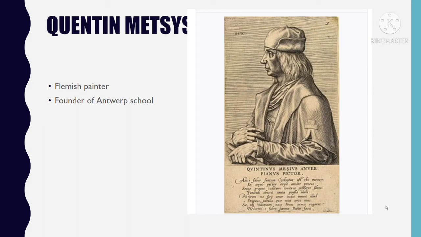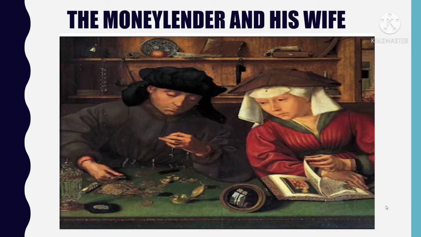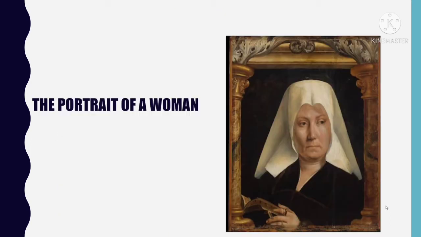Now this is Quentin Mestis, who initially was a blacksmith. Later on, he became a great painter, a great Flemish painter, and even a school of art is named after him. He is the founder of the Antwerp School. This is one of his famous paintings, The Moneylender and His Wife. The Portrait of a Woman is yet another painting.